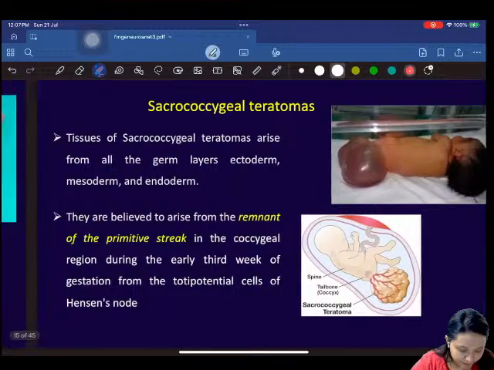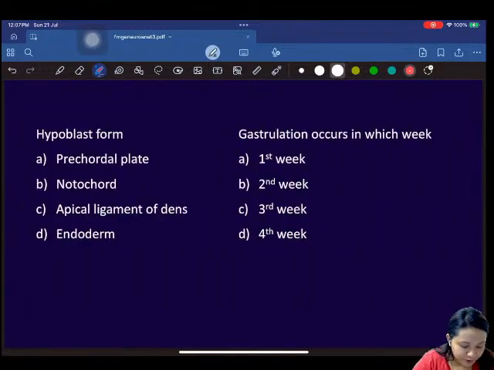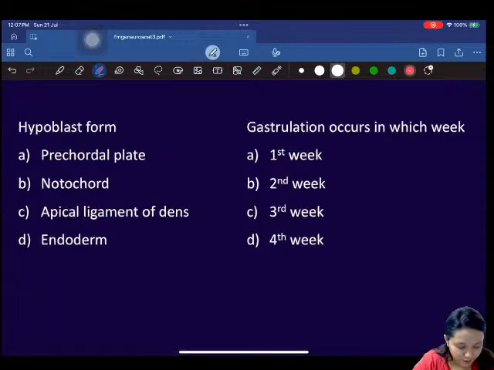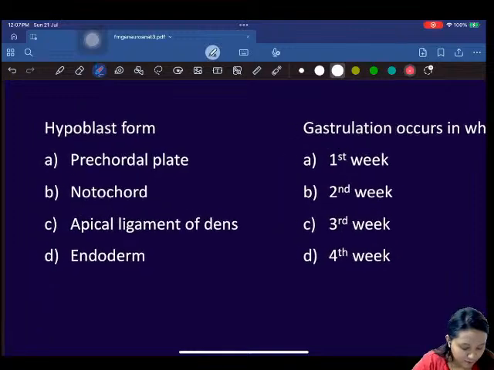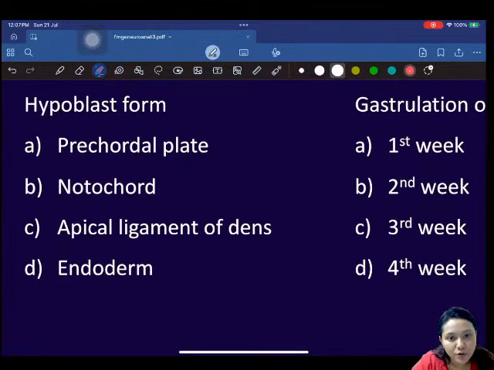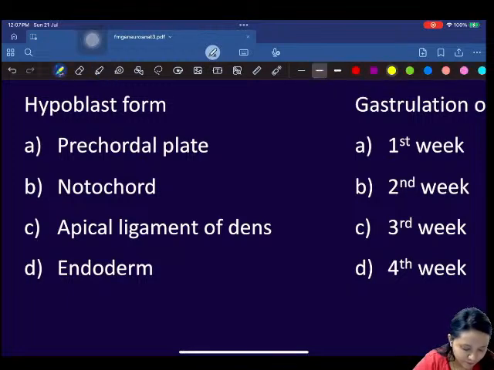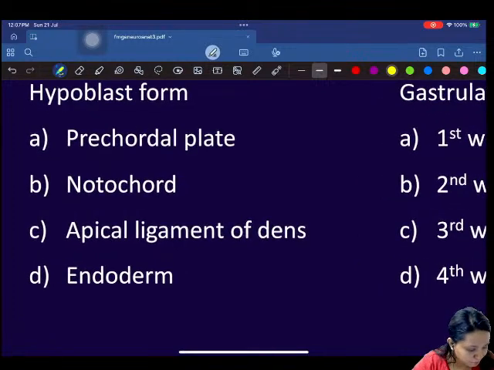Okay. Now before going to the neural tube defects, let us attempt a little bit of an embryogenesis question. So hypoblasts form, they have given precaudal plate, notochord, apical ligament of dens, and endoderm. So out of this, anybody who can answer this question, hypoblasts will form which of the following structures? Anyone in the chat who wants to answer this?